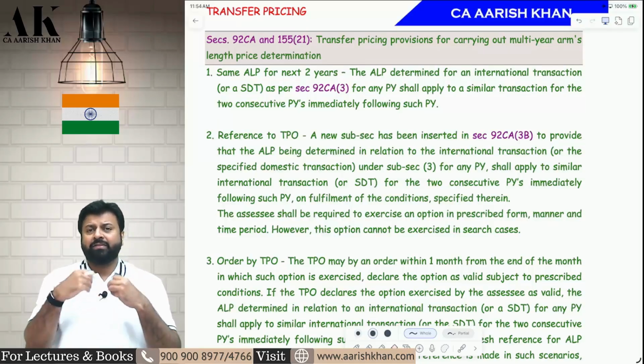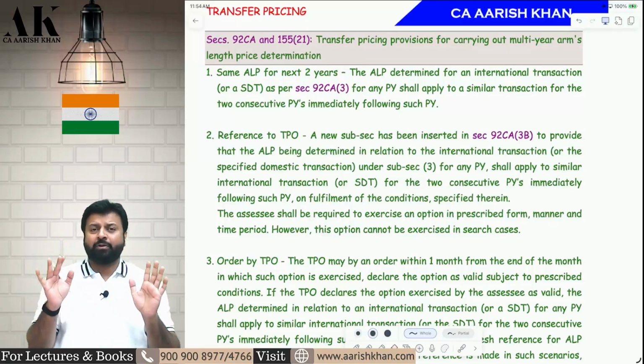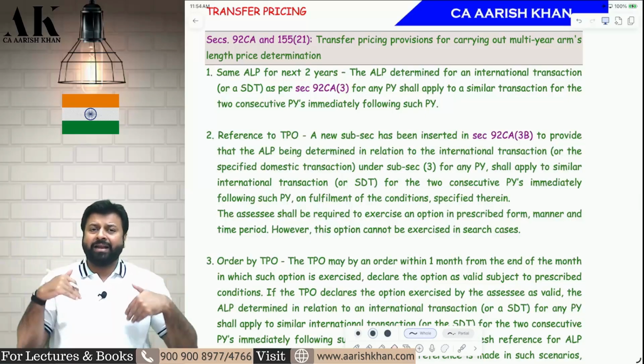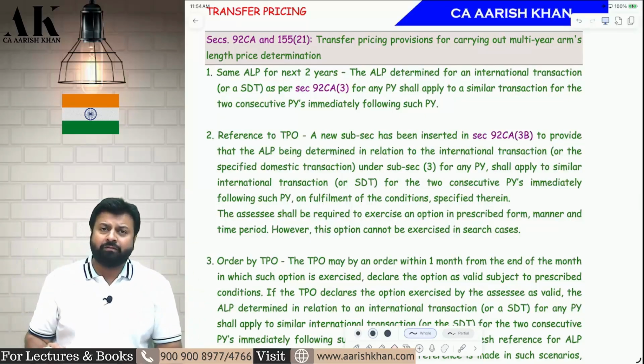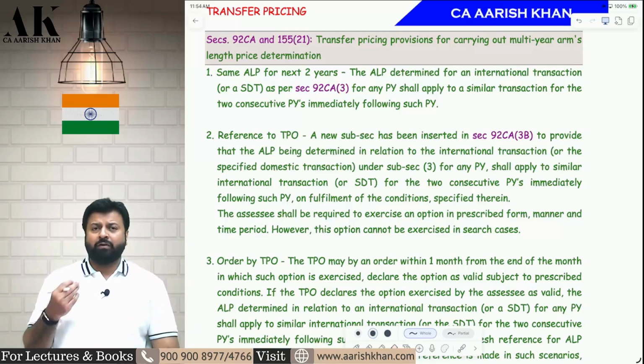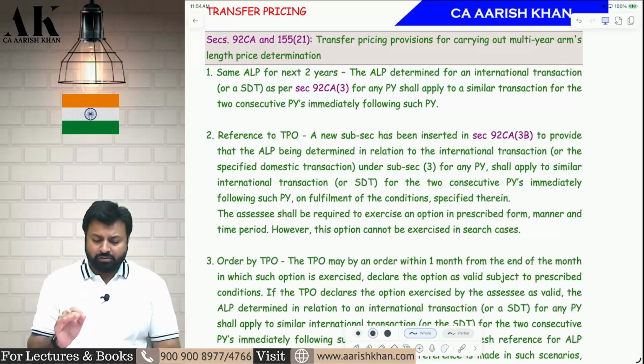In 1 year, if the AO has referred and the TPO has found the arm's length price for a particular transaction, say royalty, and in the second year and third year also the assessee accepts that, it will reduce the wastage of time for everybody, for me also, for the assessee also, for the AO also, for the TPO also. So let's see now.